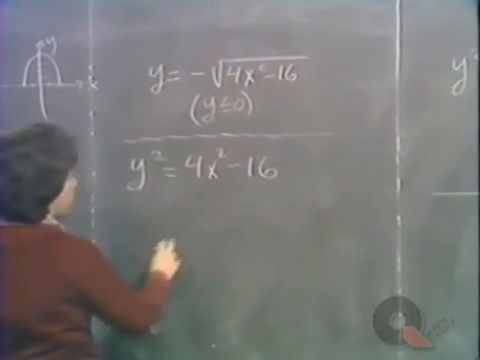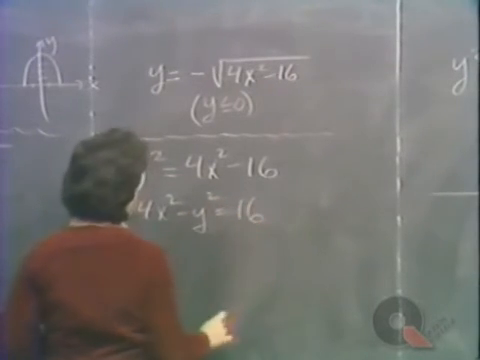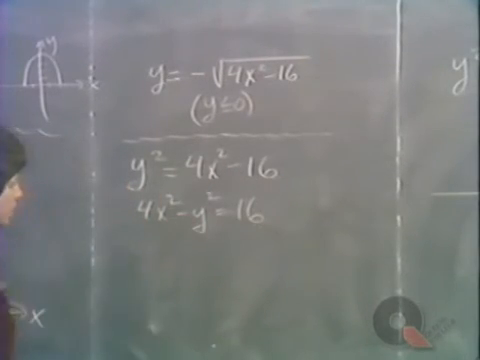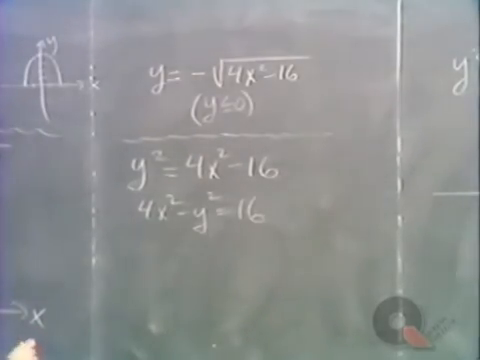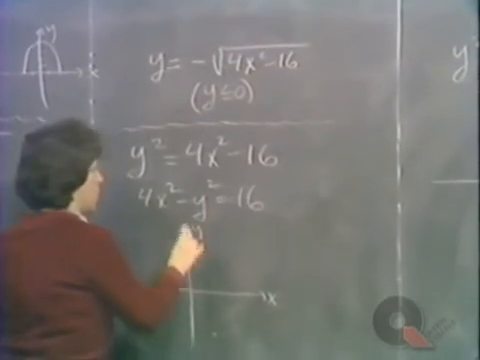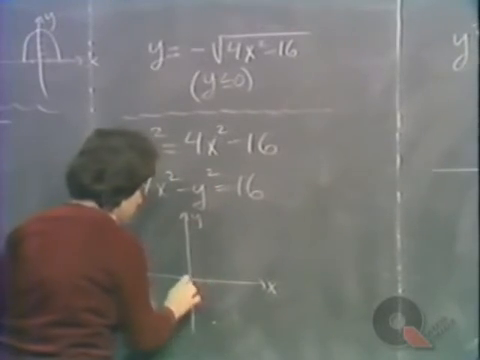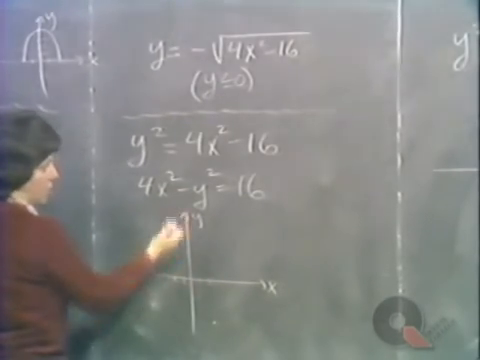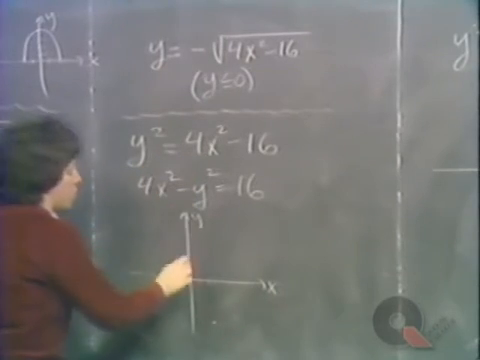Or, let's see, 4x squared minus y squared equals 16. I add 16 to both sides, and I subtract y squared from both sides. And of course, we have sketched this one earlier today. This was a hyperbola. If y equals 0, x squared is equal to 4, x is 2 and minus 2. It has x-intercepts, it has no y-intercepts. If this had been a plus, the y-intercepts would have been 4 and minus 4.